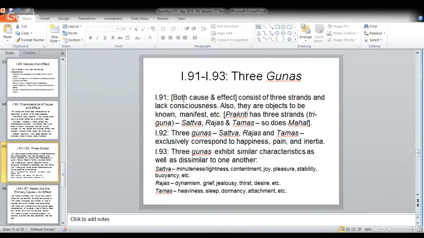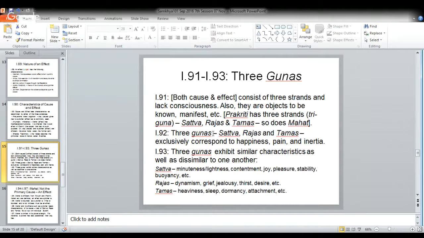1.3 Gunas now. 1.91. Both cause and effect consist of three strands and lack consciousness. Also, they are objects to be known, manifest, etc. Prakriti has three strands, Sattva, so does Mahat. So he is trying to establish Mahat and Prakriti. There is a specificity of this cause and effect.